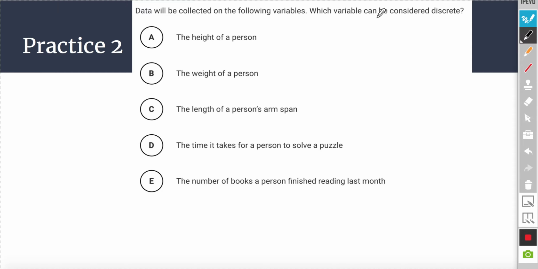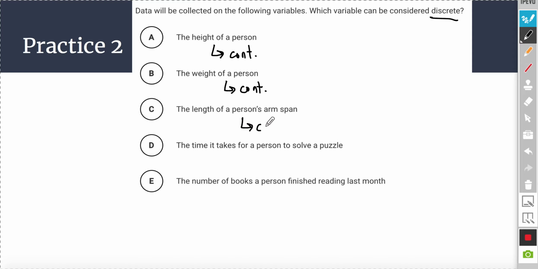All right, here we were talking about discrete variables. The height of a person, that can vary and doesn't come in set levels. So this is continuous. The weight of a person, that can also vary continuously, right? You don't gain weight in half-pound jumps or 5-pound jumps. You gain weight continuously or slowly, or you lose weight continuously or slowly. The length of a person's arm span. This is also continuous, right?